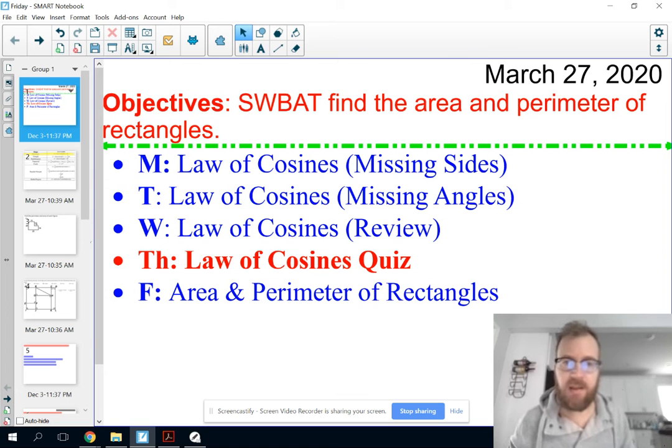All right, happy Friday. Today's objective, we're moving into our new unit because we finished up law of sines and cosines. So we're going to be looking at area and perimeter of two-dimensional figures for the next probably week and a half, 2 weeks. So our objective today, students will be able to find the area and perimeter of rectangles.